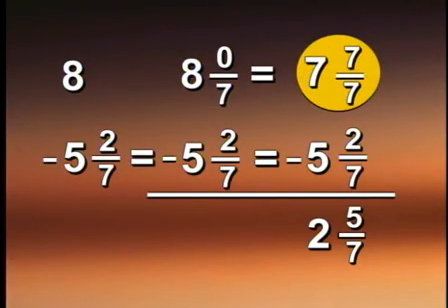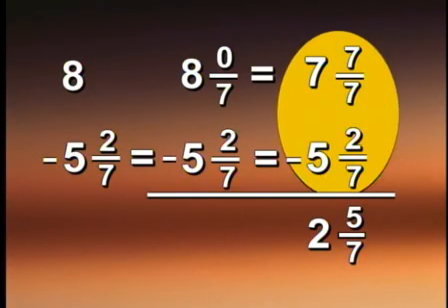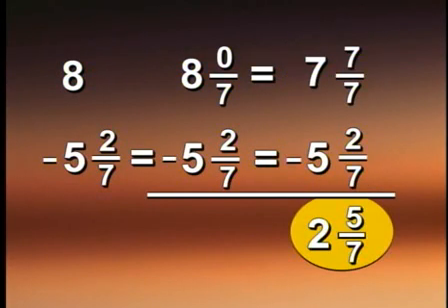Is 7 and 7/7 the same as 8? Well, of course it is. And now we can subtract. 7/7 minus 2/7 is 5/7. And 7 minus 5 is 2. So the answer is 2 5/7. Can we reduce? No. And the same thing is true here.